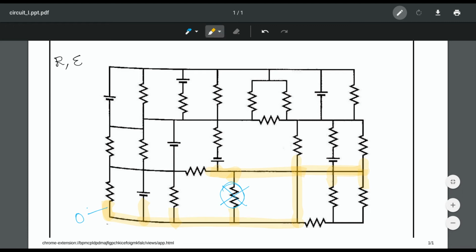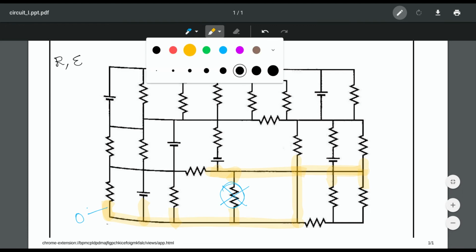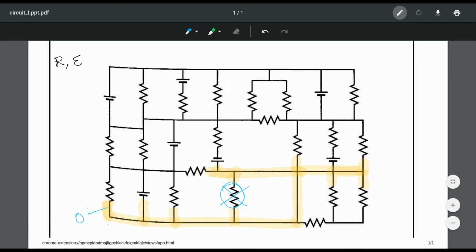So I'm going to continue on with my highlighting. I need to change color though, because we're going to change elevation. We're going to cross a battery now. Now I don't know what the resistors are doing.